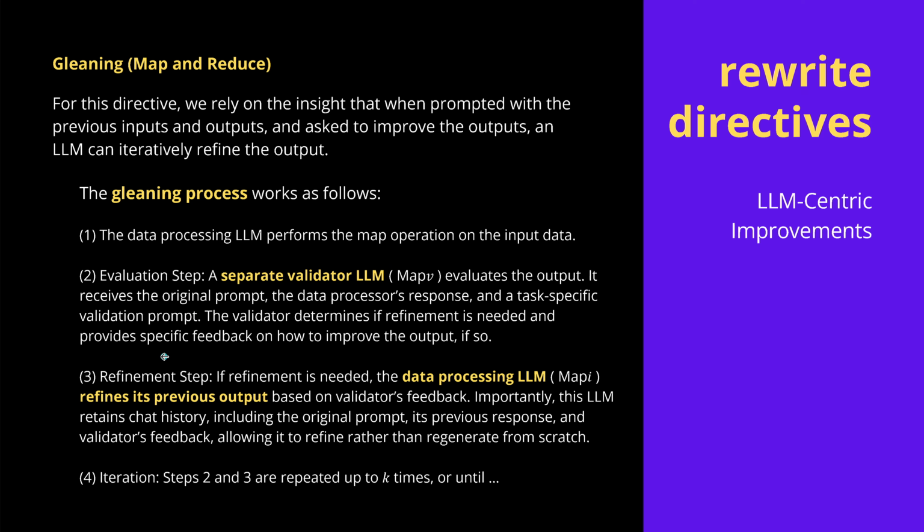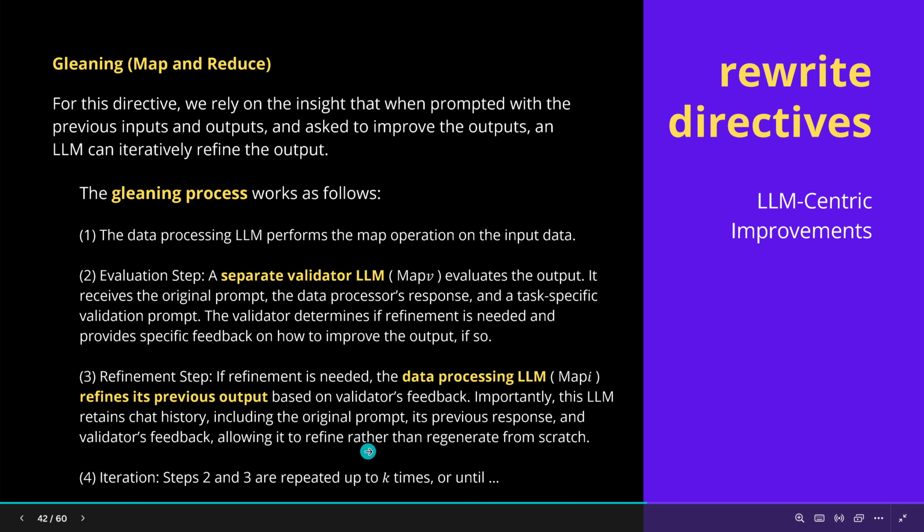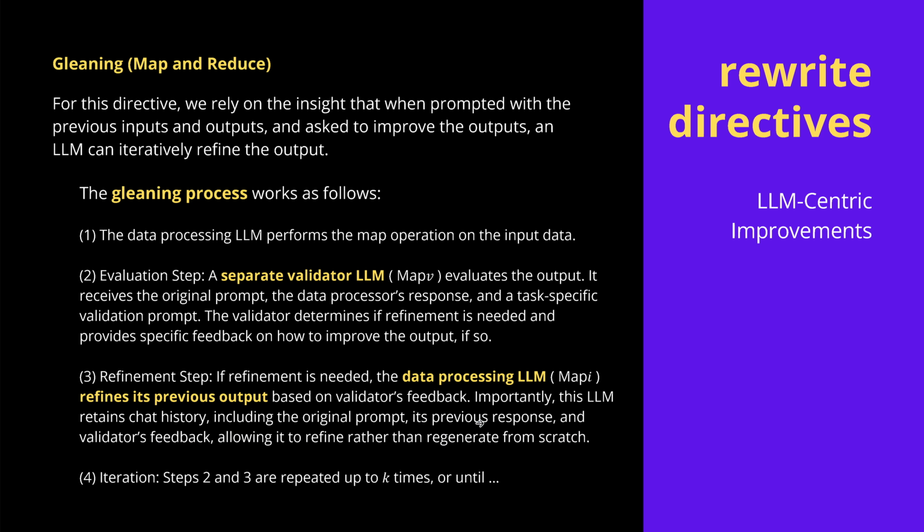And if it is necessary, we have a refinement step. The data processing LLM now refines the previous output in the second run and includes the validator's feedback, if the validator tells it, hey, also look, I don't know, at another event that happened and understand what was discussed over there, and then integrate this knowledge in your second output. So this LLM retains the chat history, including all the original prompts. This is what is in the memory of the agent, its previous response, and the validator's feedback, allowing it to refine rather than regenerate from scratch. And this is the perfect starting point for an iterative improvement, for a self-learning loop. Beautiful.